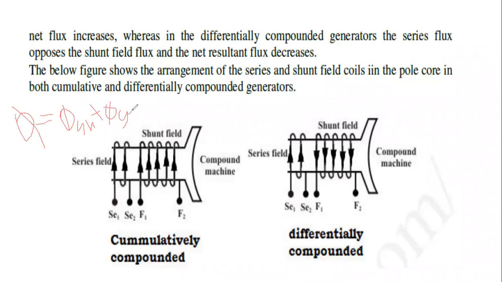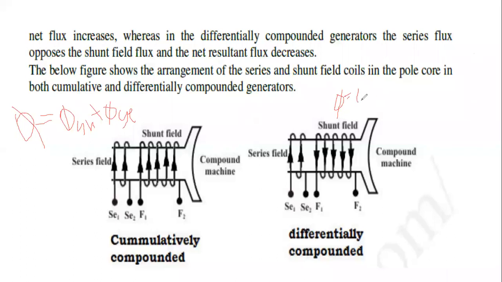Okay, in this case, the two fluxes are added. Then we obtain the resultant flux in the case of a cumulatively compound generator. Next, we consider the differentially compound generator. In the differentially compound generator, the total flux produced is phi resultant.